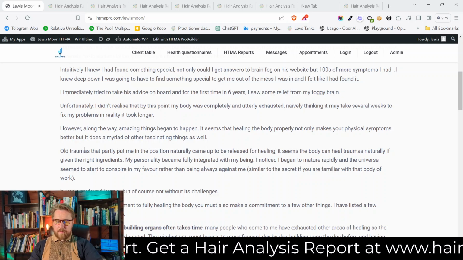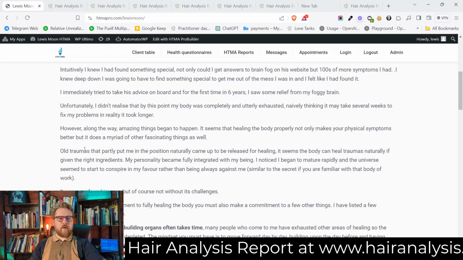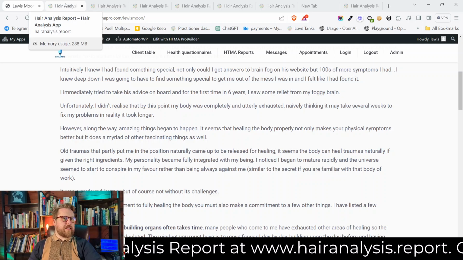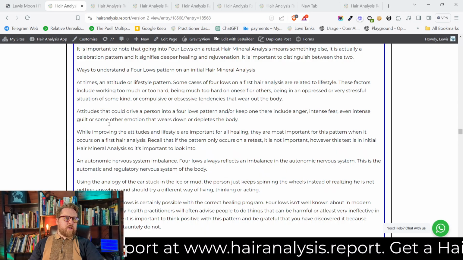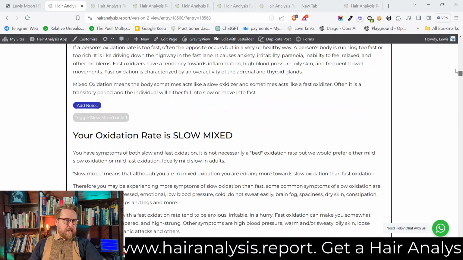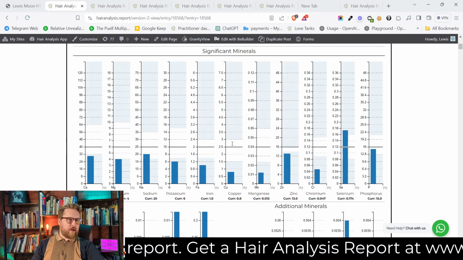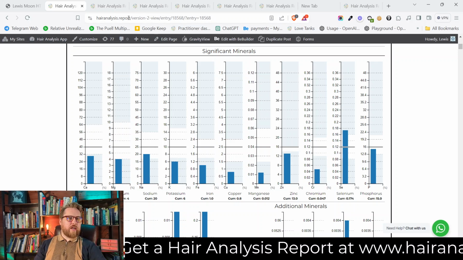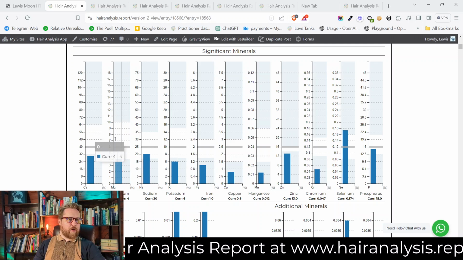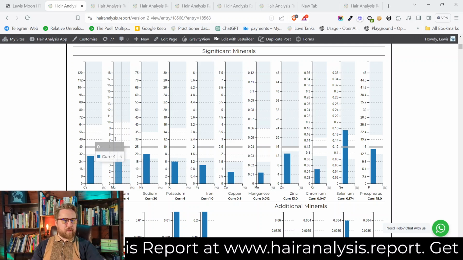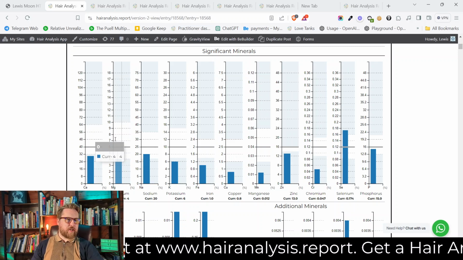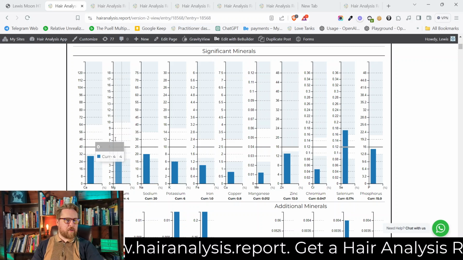So anyway, the main thing we want to talk about today is follows. So let's go ahead. What I've done is I have made quite a few different follow scenarios on our application, hairanalysis.report. If you're a practitioner, it's a super helpful application to use. It gives very highly detailed reports.